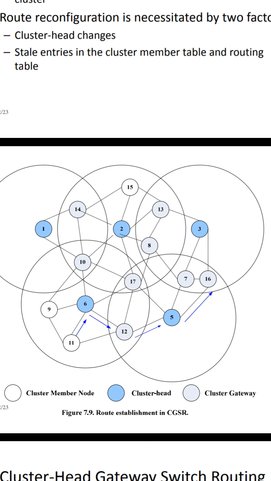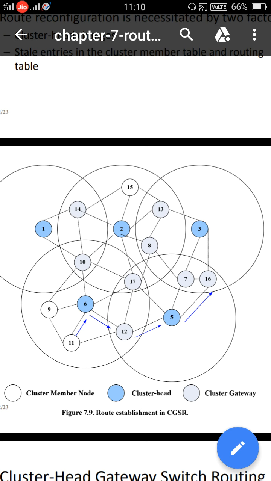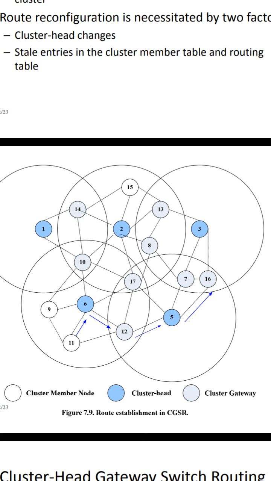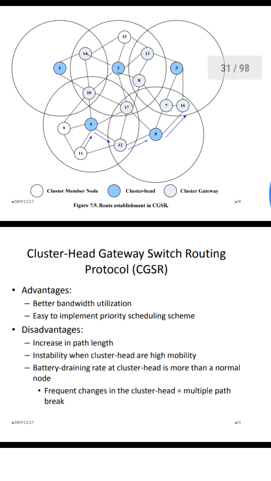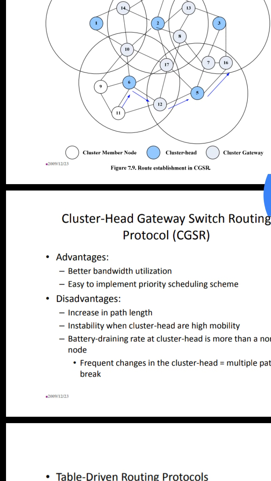12 is a cluster gateway. This cluster gateway transfers the data to another cluster head, the one that is nearest to our destination. So 12 transfers the data to 5. Our destination is 16, which is a cluster gateway belonging to cluster head 5. So 5 transfers the data to the gateway node 16. This is how we transfer the data, the packet, in the cluster head gateway switch routing protocol.